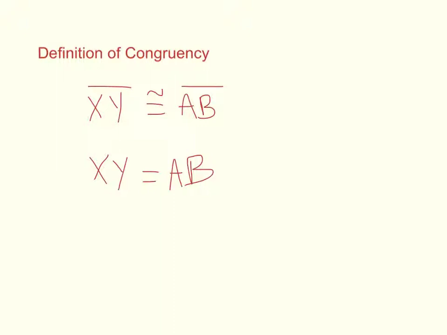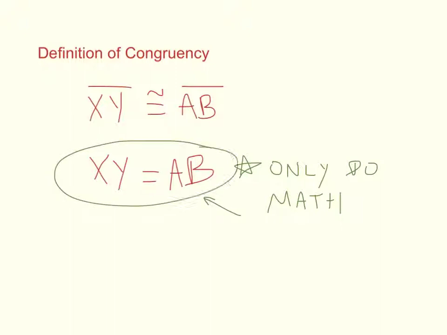Now this is an important one because, first, they can go back and forth, but we can only do math when it's an equal sign. We cannot do math when it's congruent. We cannot add or subtract congruent signs. All we can use with congruency is substitution. If we want to add two segments together, we need to make sure that it's equal, and we can't have a congruent sign.